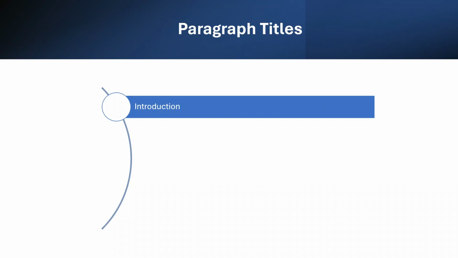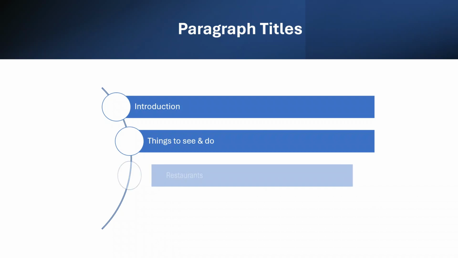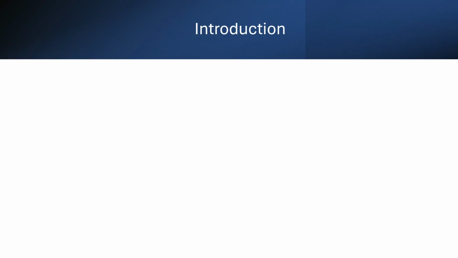Now, let's talk about the titles or the sections and how we organize our report. So the first section or paragraph is the introduction. The next section or paragraph is going to talk about things to see and do, and this will include shopping. The next paragraph will only talk about restaurants, and then finally the last paragraph or section will talk about recommendations. So let's take a look at the introduction.